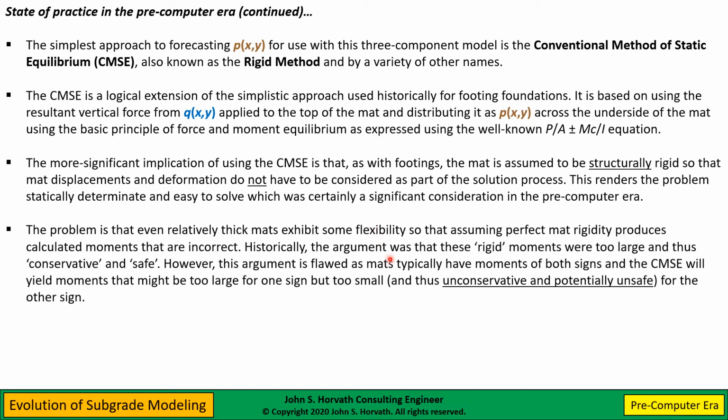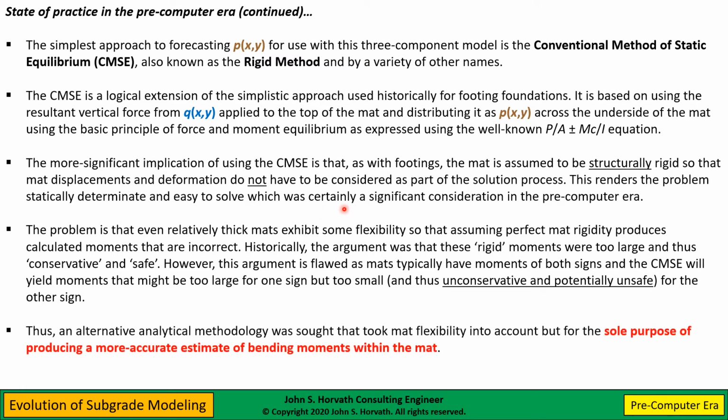I do want to point out that this argument is inherently flawed with respect to mats because with mat foundations, you typically have moments of both signs, both positive and negative. And if you simply do an analysis, you'll find that this conventional method or rigid method, whatever you want to call it, may give you moments that are too large on one side, but they're too small on the other. So you're always going to be, at least for one side of the moments, unconservative and potentially unsafe. So conservatism and safety is not a good excuse for using the conventional or rigid method.